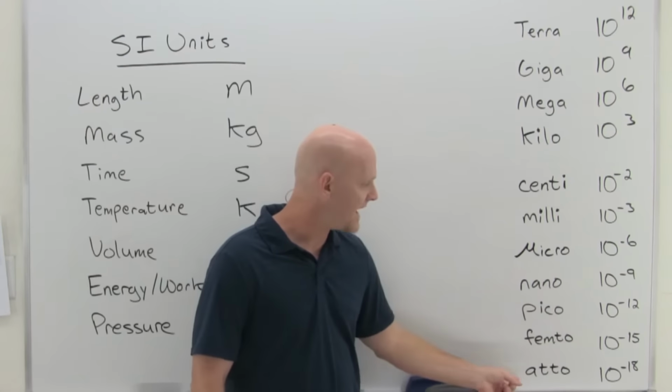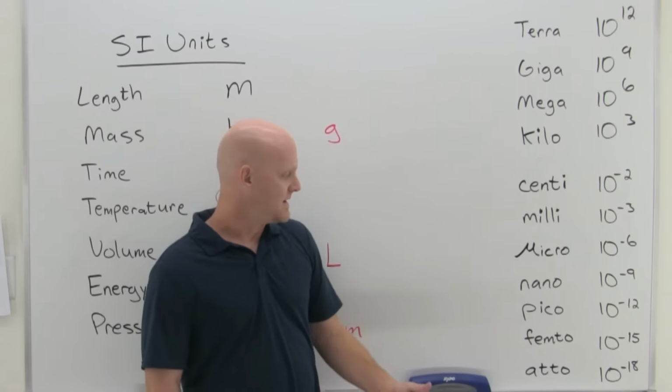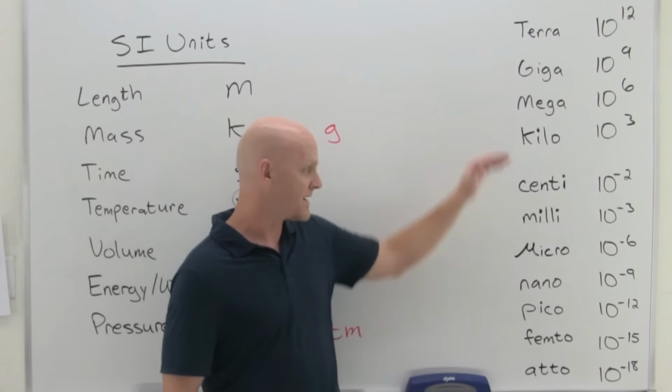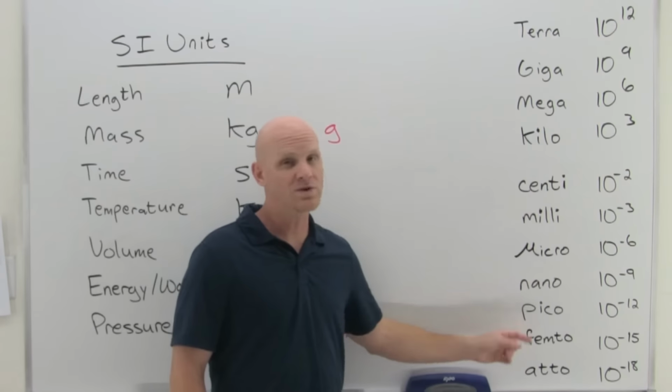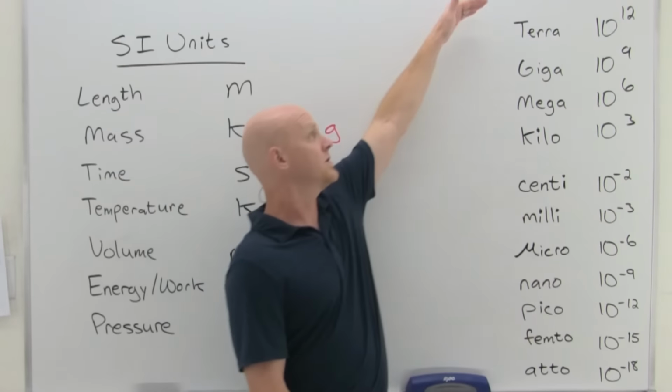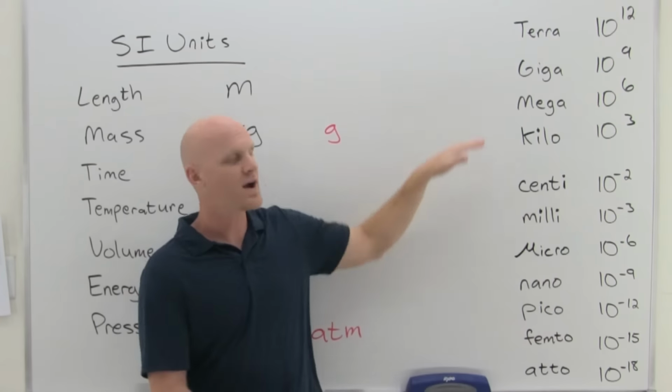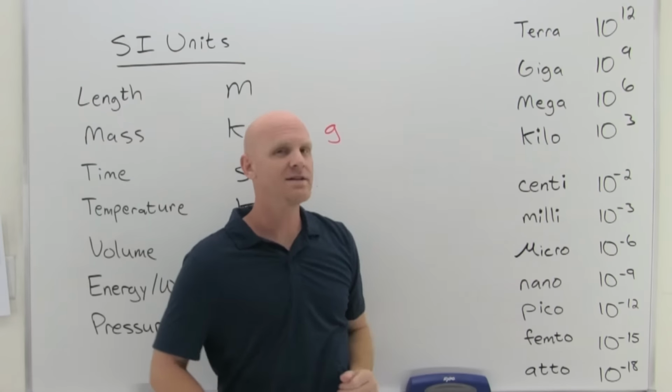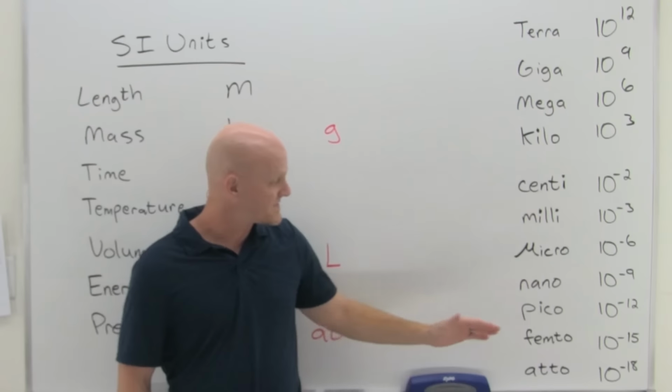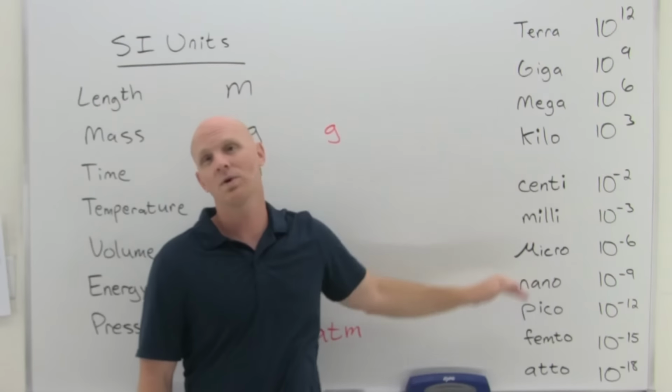Femto, 10 to the negative 15. Atto, 10 to the negative 18. Depending on who your professor is, they may not require you to know these last two, or they might require you to know another one at the top. I've tried to be pretty comprehensive to cover just about any class, but these are typically the prefixes we make you memorize.